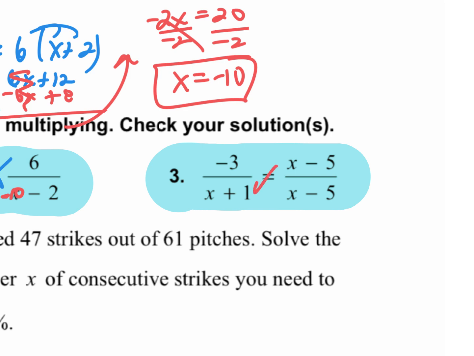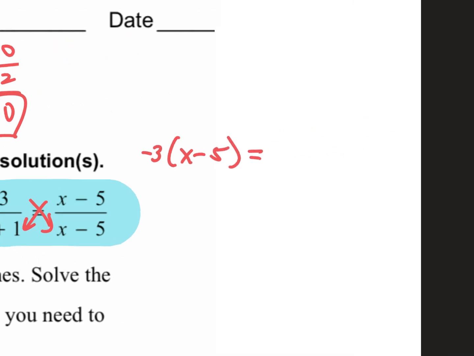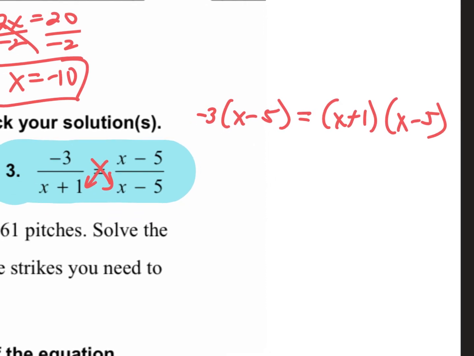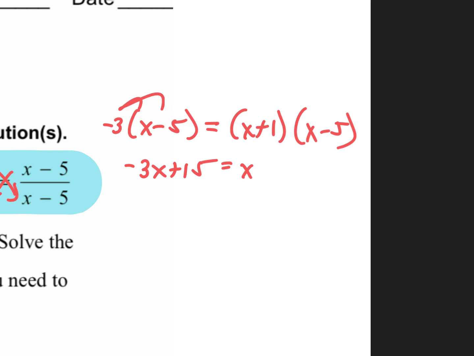Let's look at here. We're going to cross multiply. So I have negative 3 times x minus 5 equals x plus 1 times x minus 5. So we're going to distribute negative 3x plus 15, and then I have to FOIL. X times x is x squared. X times negative 5 is negative 5x. 1 times x is plus x. 1 times negative 5 is negative 5.